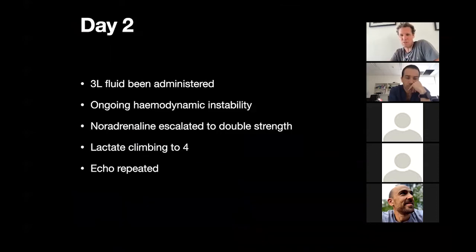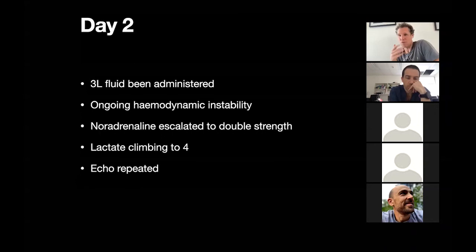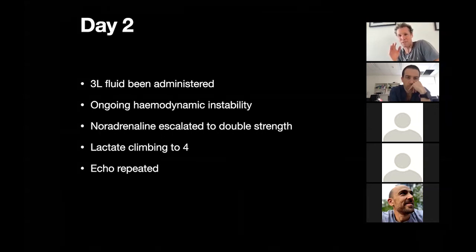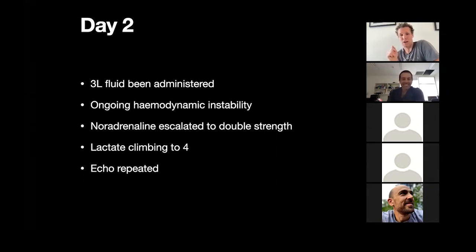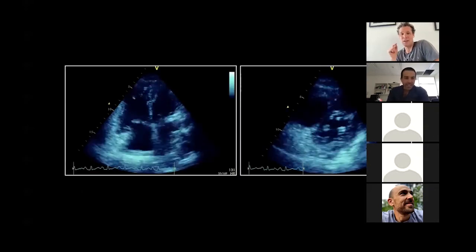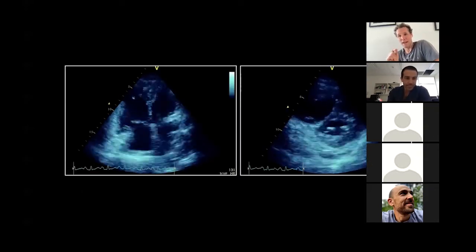The last question, we're running out of time, and I do apologize, would be the final caveat to this. On day 2, you've given 3 liters of fluid overnight to this patient. You said they were fluid responsive, and the classic thing that happens is you go home, pat yourself on the back that you've done a good job, and then everyone just carries on giving fluids because they say they're fluid responsive, and you come back the next day and they look like a Michelin man. But if you've been given 3 liters of fluid, you've got ongoing hemodynamic instability, the noradrenaline's now on double strength, lactate's climbing up, and you get this kind of picture of RV failure.